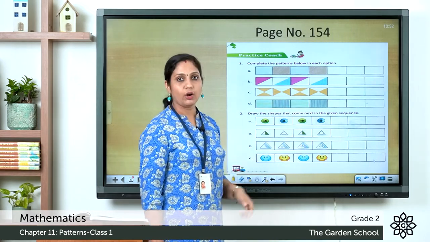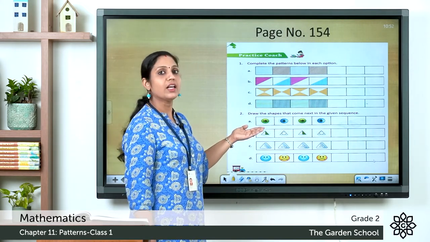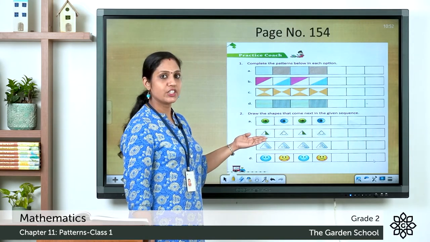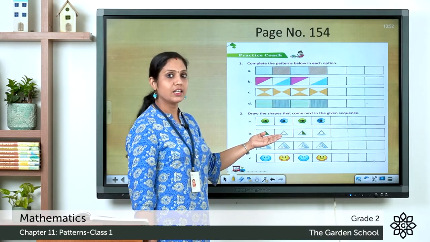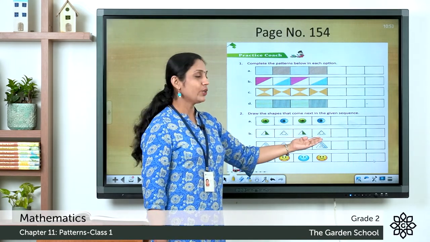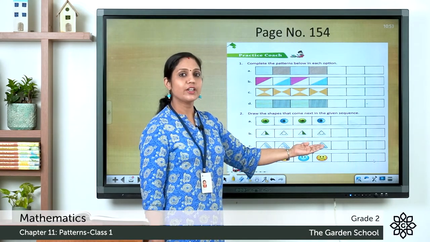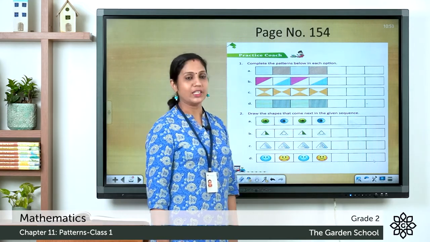So complete here accordingly. Question B, you can see in a triangle a line is drawn in the center and it is shaded. In the second picture you can see in a triangle a circle is drawn. Again a line is drawn and shaded. In the fourth one, you can see a circle is being drawn inside the triangle. So complete the sequence likewise.